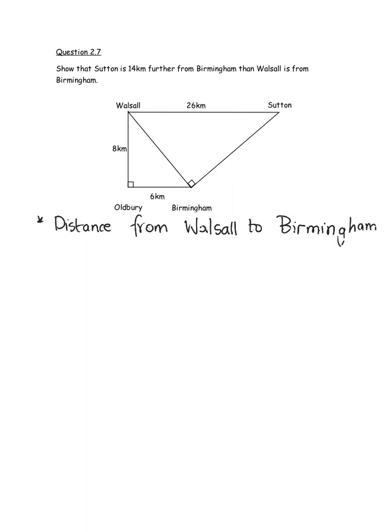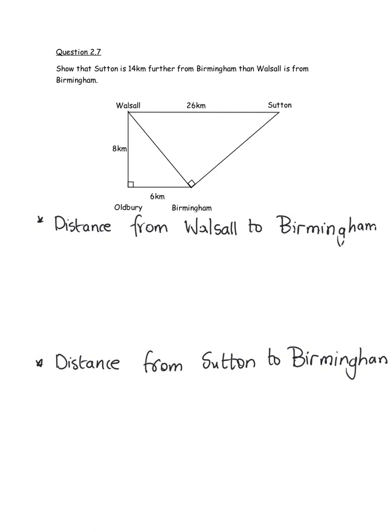And we also need to get the distance from Sutton to Birmingham. And what we should see is that the value we get up here is much greater than the value we get down here. And to be particular, it is 14 times greater. So I might do the first one in blue just to separate them out.